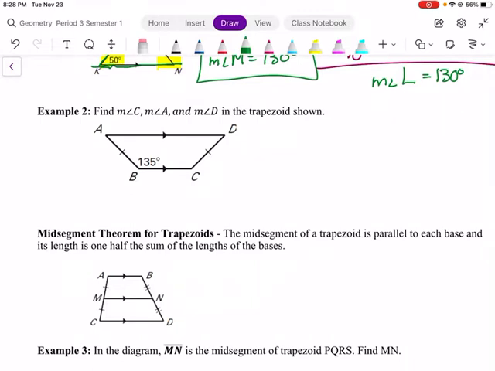Example 2. Find the measure of angle C, the measure of angle A, and the measure of angle D in the trapezoid shown below. We are given angle B. To find angle A, we can take 180 and subtract 135 because we know those 2 angles are supplementary to each other, which will leave us with 45 degrees for that base angle.